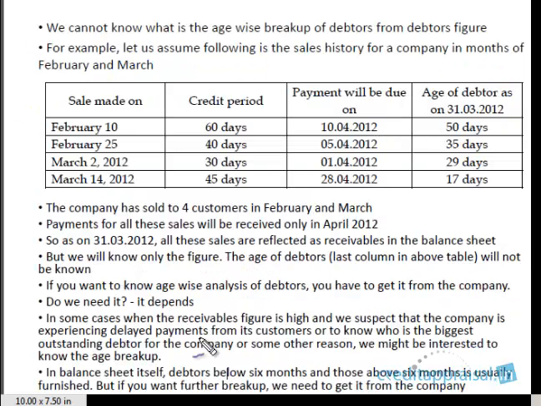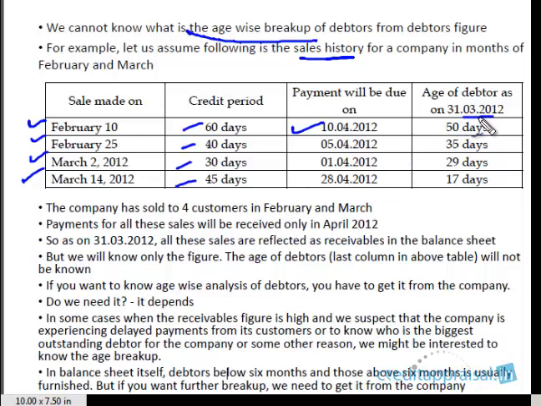Now you have to very clearly understand that when you look at the debtors figure on a balance sheet, you cannot know the age-wise breakup. Say for example, this is a sales history for a company. In the months of February and March, the company has made these 4 sales. In each transaction, the company has given various credit periods. In the first case, it has given a credit period of 60 days. Next case 40, 30, 45. If you calculate when the payment will be due, this is February 10th plus 2 months, so this will be April 10th. Similarly for others, you can calculate.